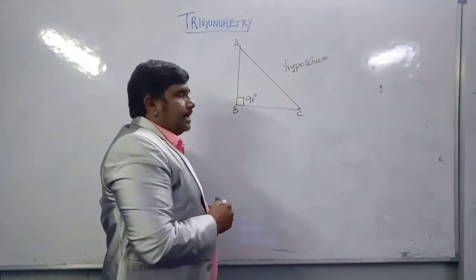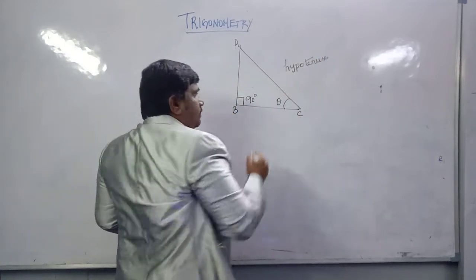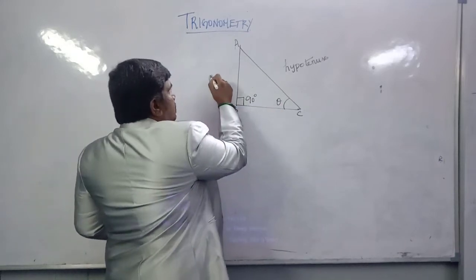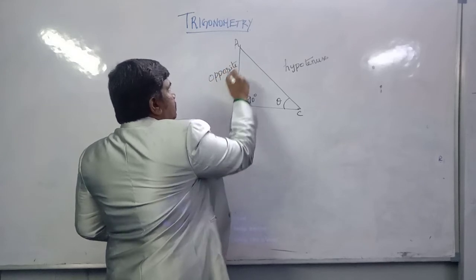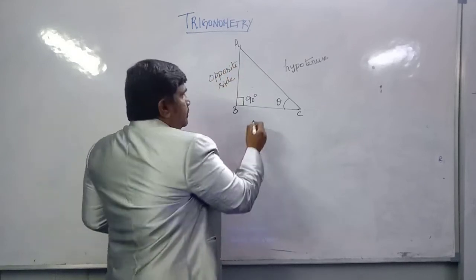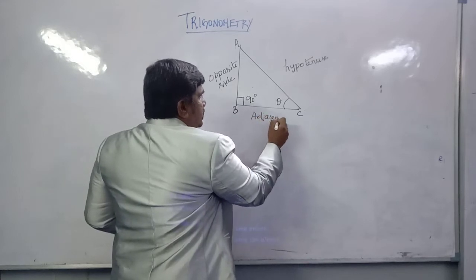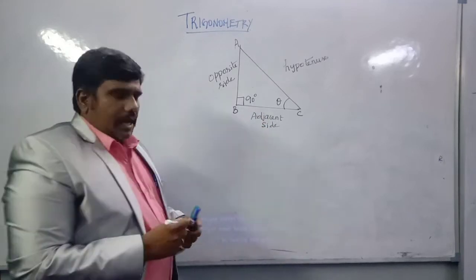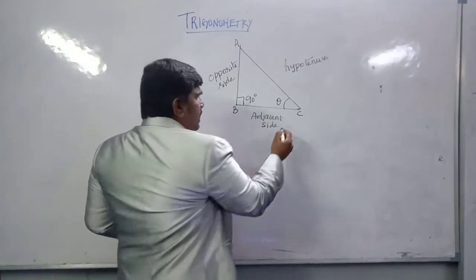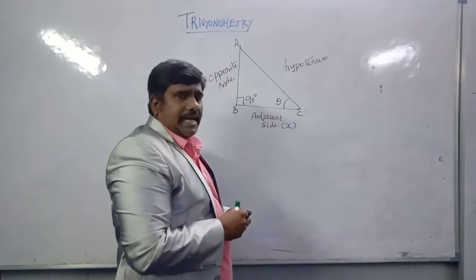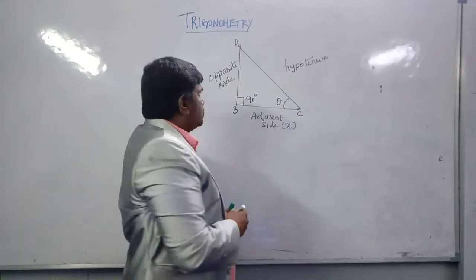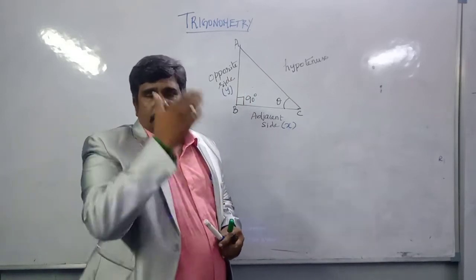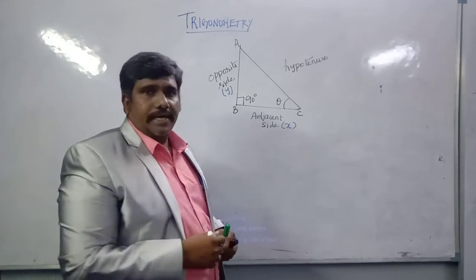Suppose I consider an angle here, theta. The side which is opposite to this angle is said to be the opposite side, and the other side, which is just next to this angle, is the adjacent side. Generally, this adjacent side may be denoted as x because we always denote the horizontal axis with x, and the opposite side can be denoted with y since it is the vertical axis.